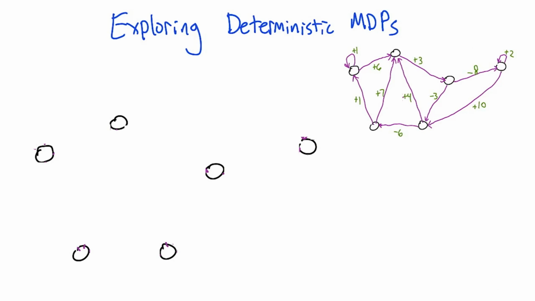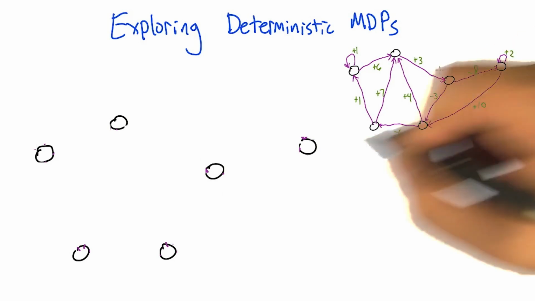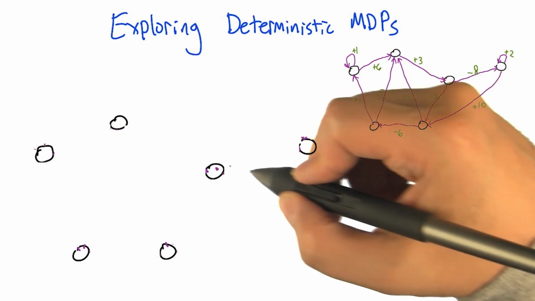So let's try a little experiment. You're going to be the reinforcement learner. Okay. And I'm going to be the environment and tell you what's going on. So let's say we start off in this state here. Which action do you want to do, 1 or 2?